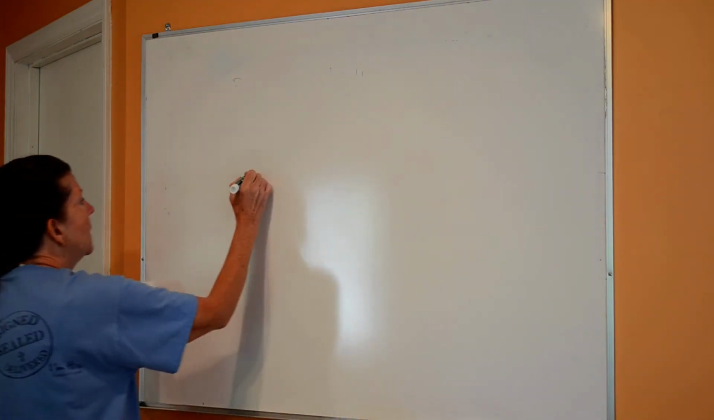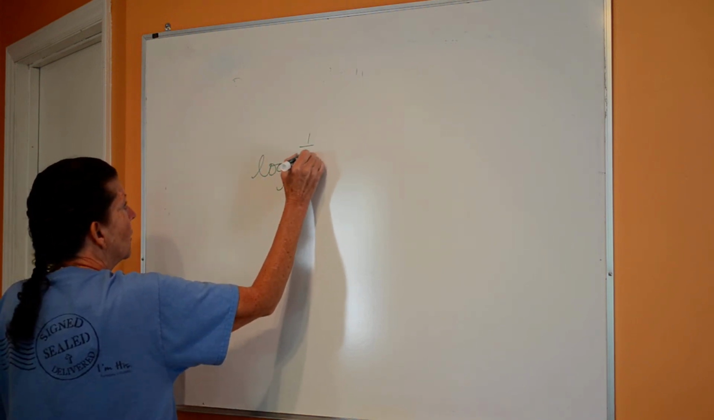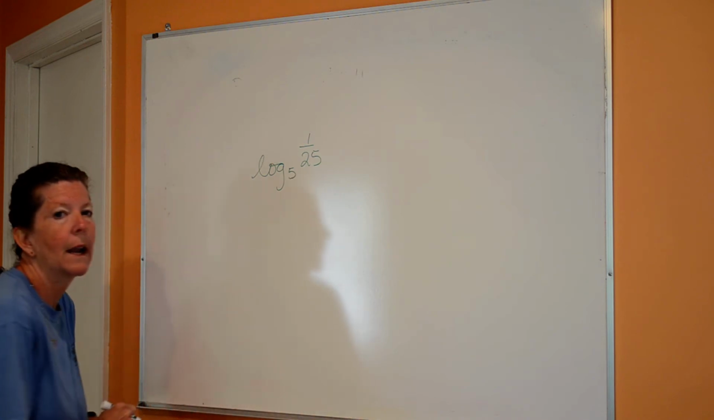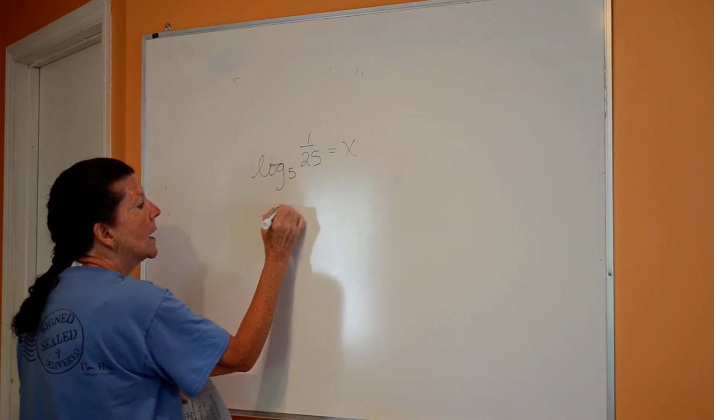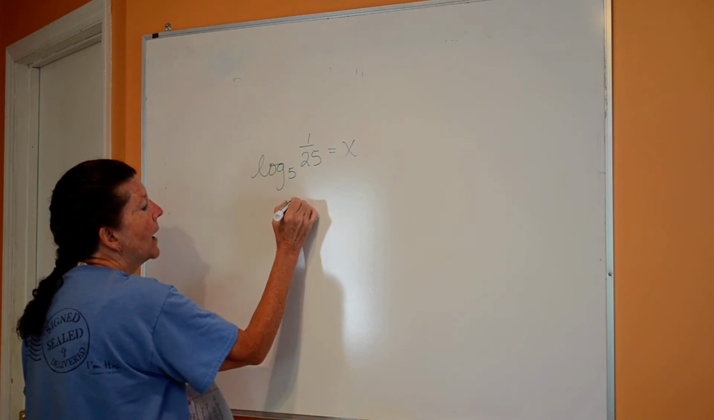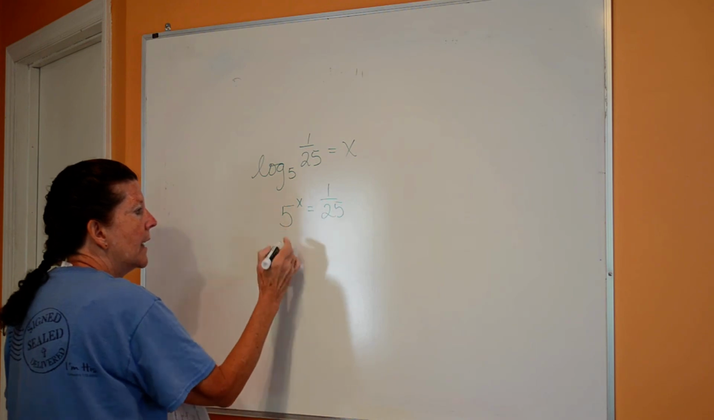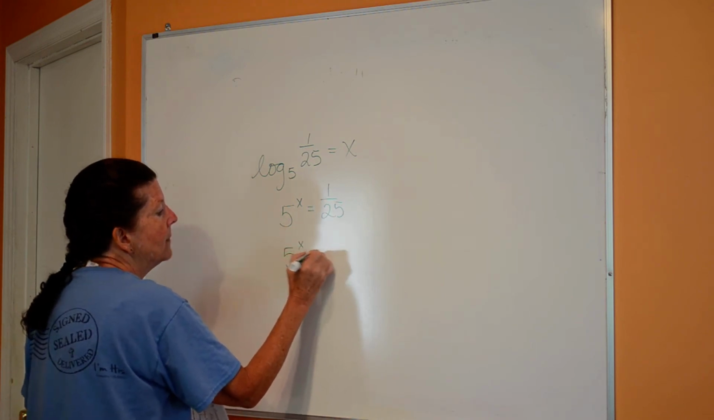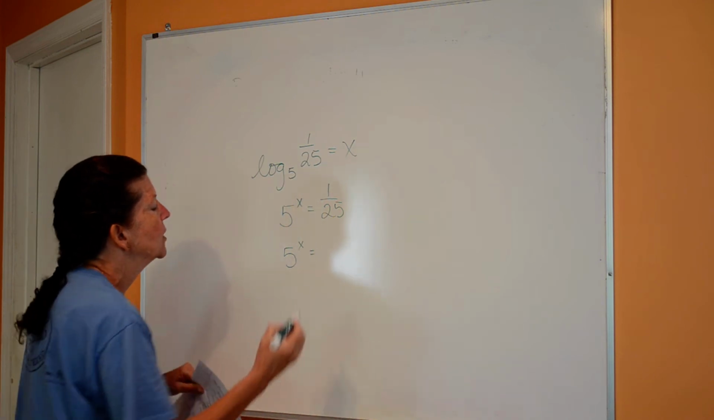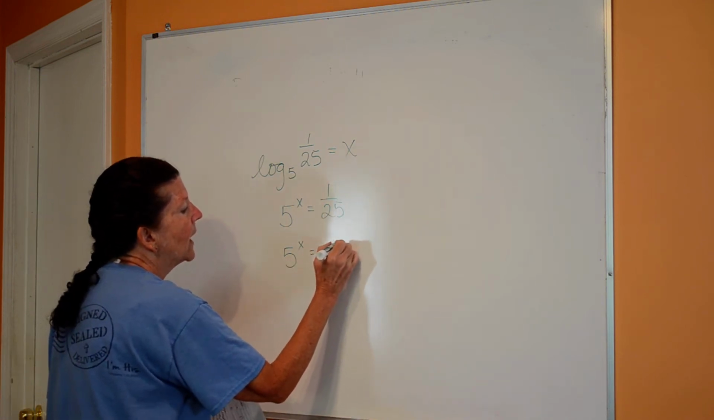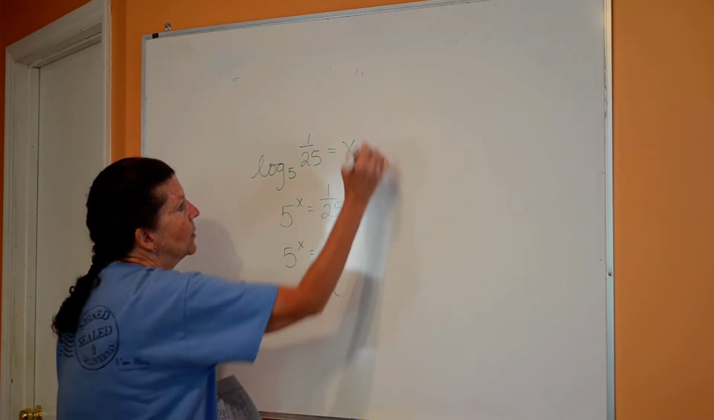So let's say I want to know what the log of base 5 of 1 over 25 is. All right, the easiest way is to put an x there and rewrite it in exponential form. 5 to the x power is equal to 1 over 25. I want the base numbers to be the same if I can. Later on, I can't make the base numbers the same, so I have to do it a different way. But that's 5 to the negative 2 power, or x is equal to negative 2.